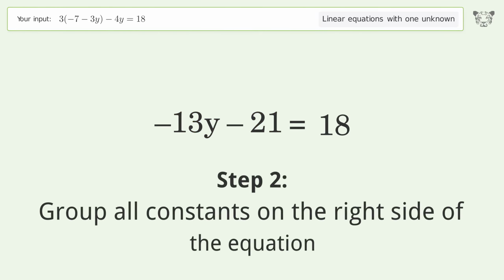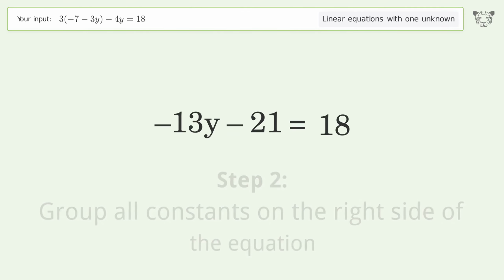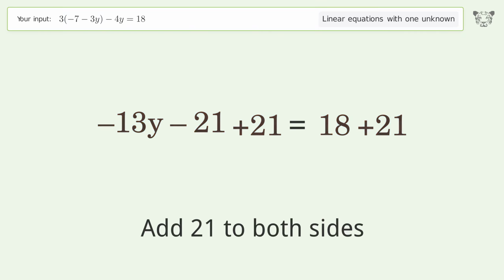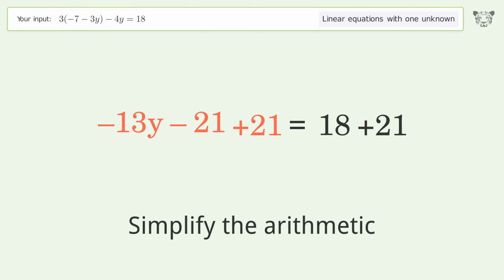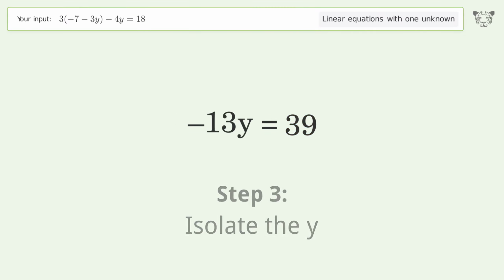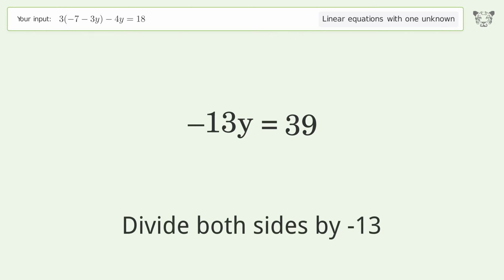Group all constants on the right side of the equation. Add 21 to both sides. Simplify the arithmetic. Isolate the y. Divide both sides by -13.